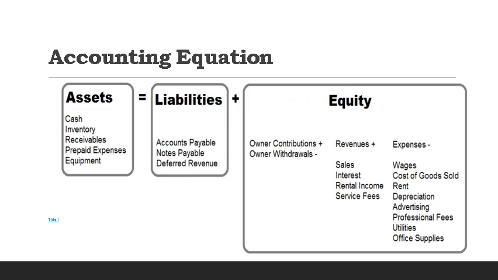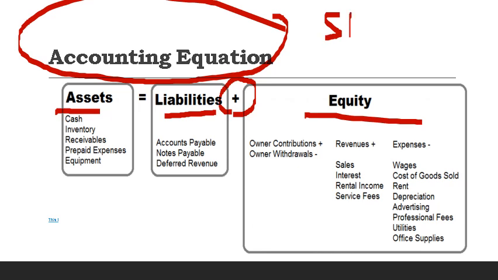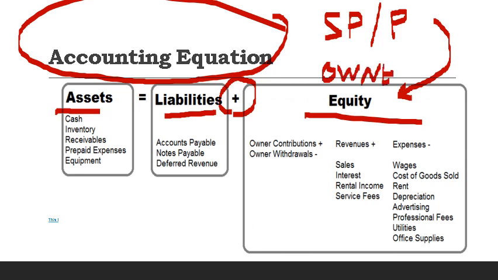The accounting equation is: assets equal liabilities plus equity. Okay? When you are talking of a single proprietorship type of business or partnership, you call equity owner's equity. But if your type of business is a corporation, you call equity shareholders' equity.